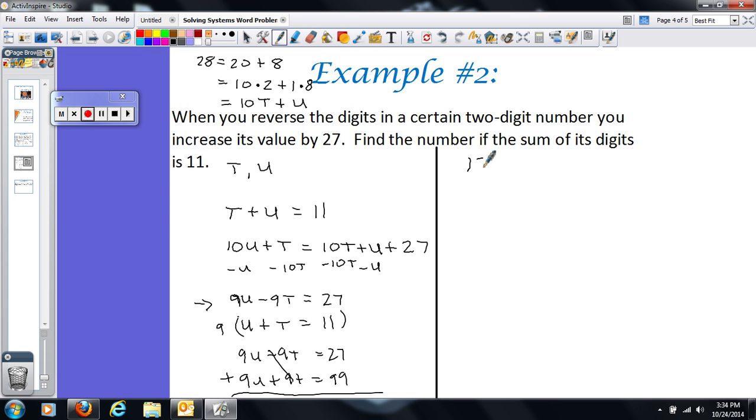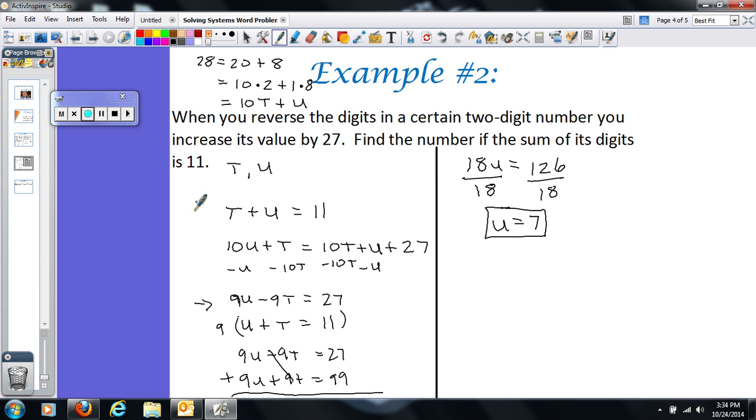I'm left with 18u equals 9 and 7 is 16, carry the 1. 9 and 2 is 11, with the 1 is 12, so that's 126. And then I'm going to divide by 18, and I get that u is 126 divided by 18, which is going to be 7. So now I have my units digit.